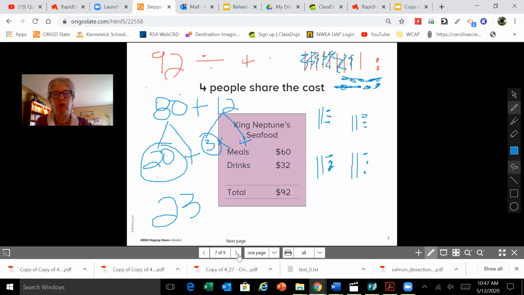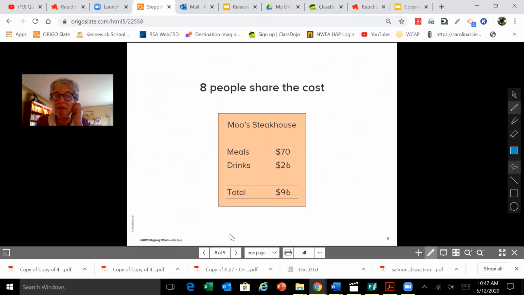Actually, let me go on to another screen and let's look at 96. Actually, let me go here. I'm going to go to 4 people sharing it instead of 8. So I've got 56 divided by 4, because we were at Pepper's Mexican, and meals and drinks are 16, 16 and 40, which is 56. So I'm going to start off with a number bond. I've got 56 divided by 4.